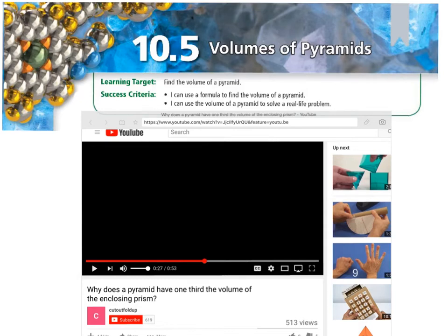Okay, 10.5, volume of pyramids. Try to ignore the YouTube video that I'm going to be using here in a second. Okay, so we're talking about volumes of pyramids in this particular section. Again, we're going to use a formula, cube, and its volume. So let's watch.